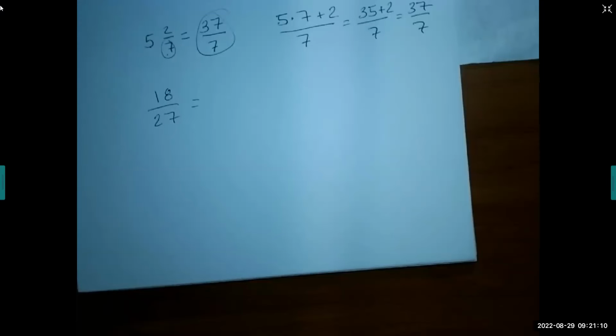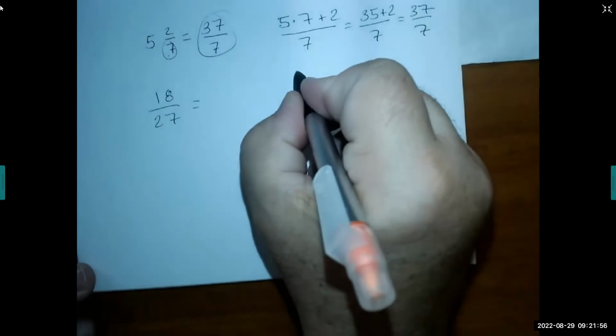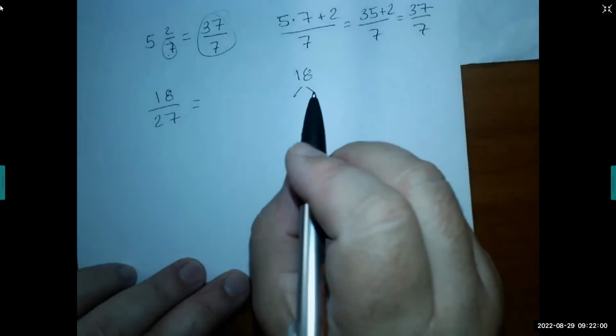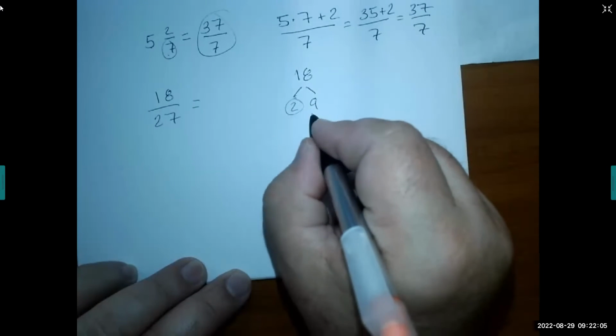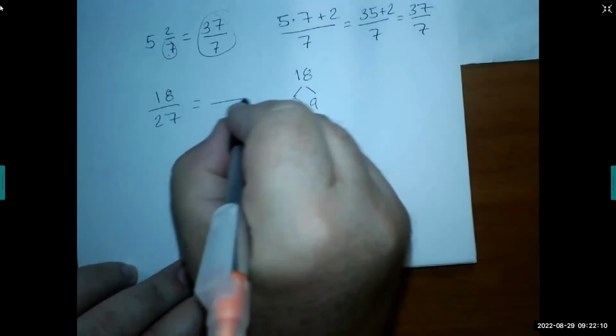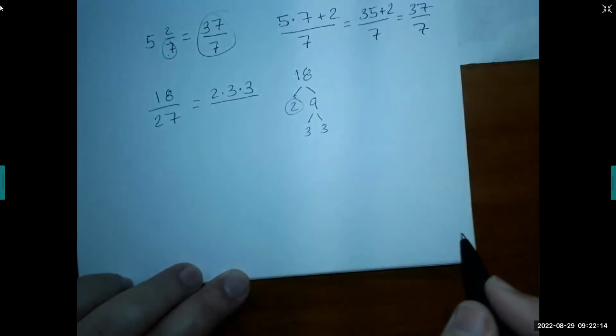Simplify that one. Is it proper or improper? It's a proper fraction. The bottom number is bigger. So there's no converting to a mixed number. Can we make it simpler? Yeah, so what is 18 made up of? 2 times 9. 2 is a prime number. 9 is made up of 3 times 3, so it's 2 times 3 times 3.